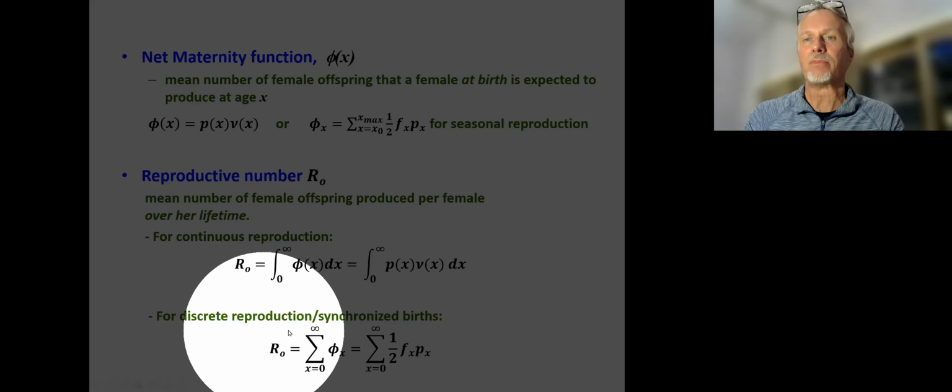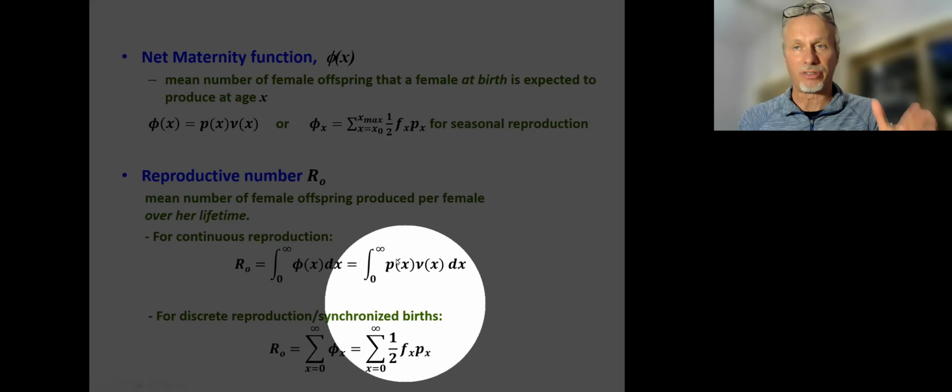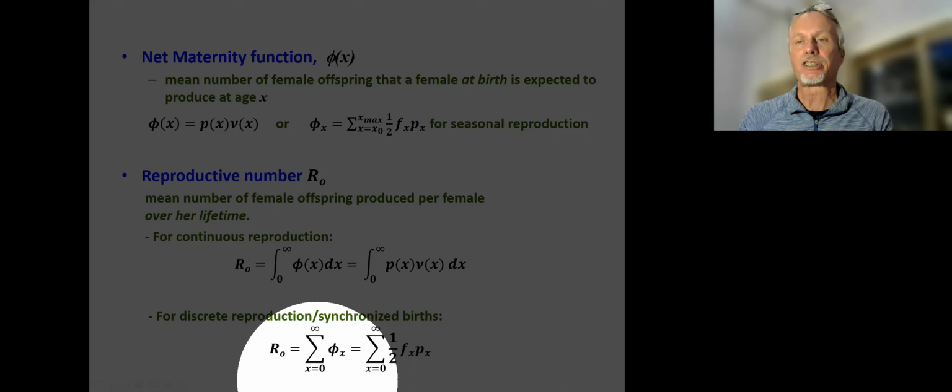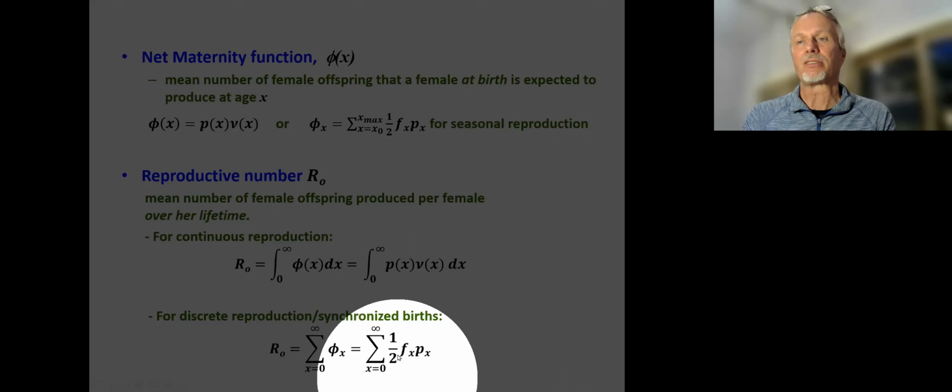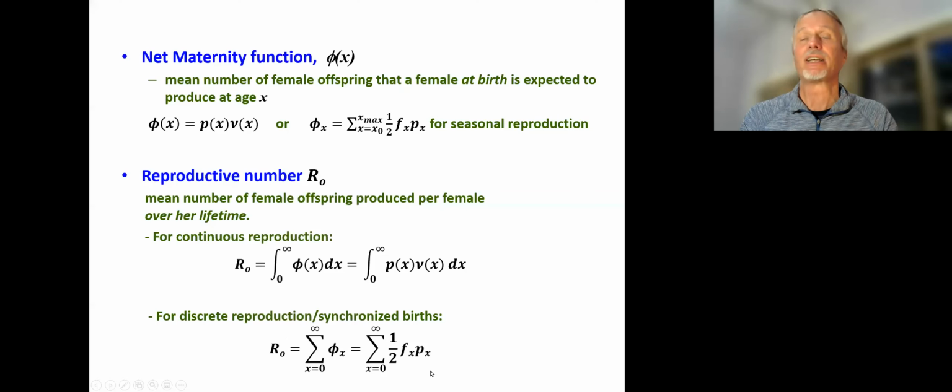For discrete time reproduction, the synchronized birth, the seasonal reproduction, this is computed as the sum over basically all the reproductive ages of phi x, so the fecundity divided by the sex ratio times the probability of surviving until age x.